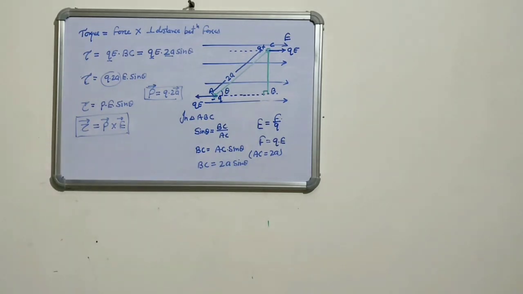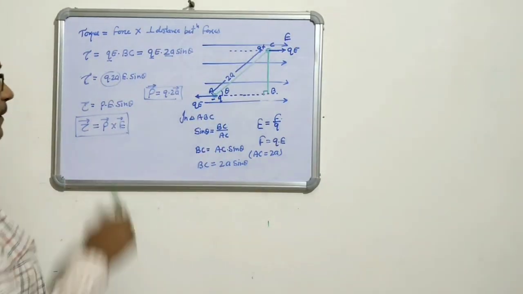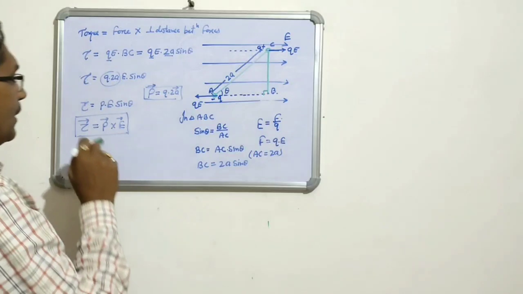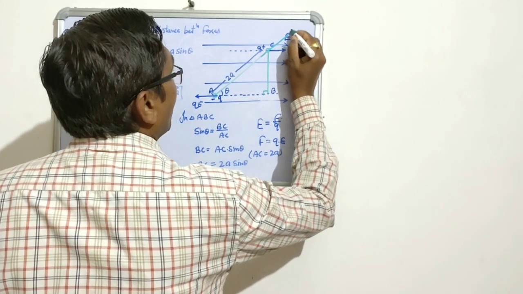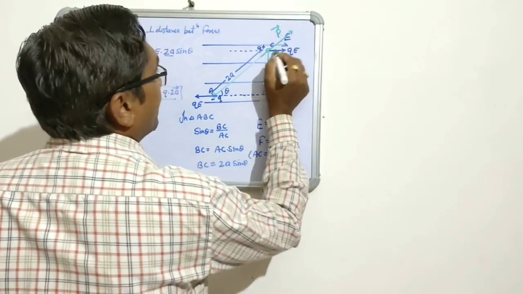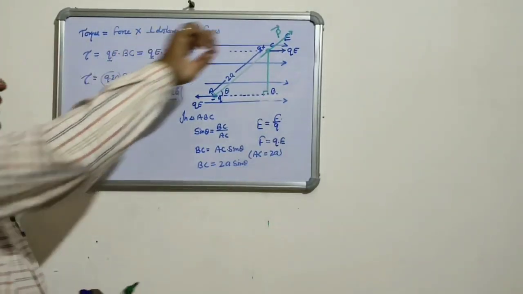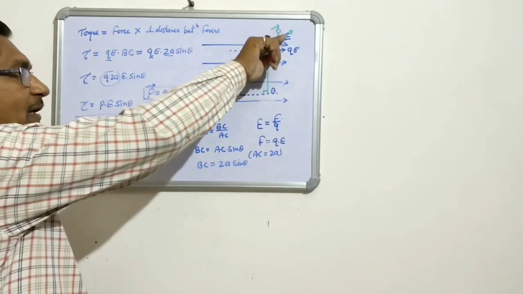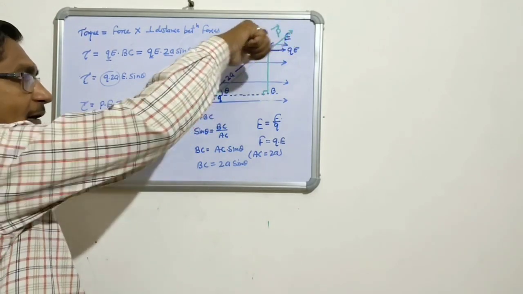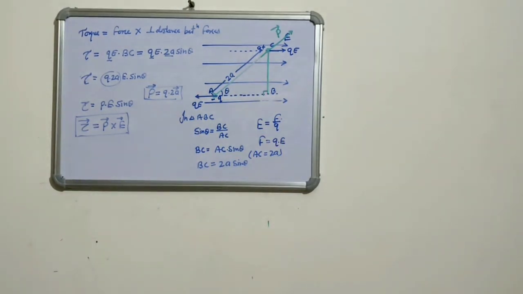So what is the direction of torque? In this case, the direction of electric field is positive to negative. Direction of dipole moment is taken from negative to positive. That means this is the direction of P, and this is the direction of E. So P cross E, the direction of torque is given by the right hand screw rule. Torque is acting vertically inward to the board plane. Okay.